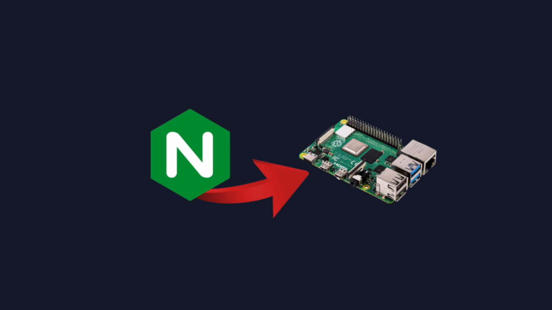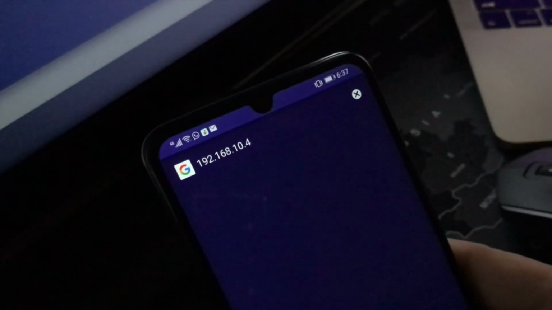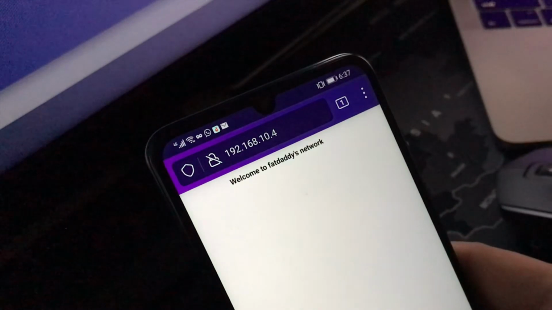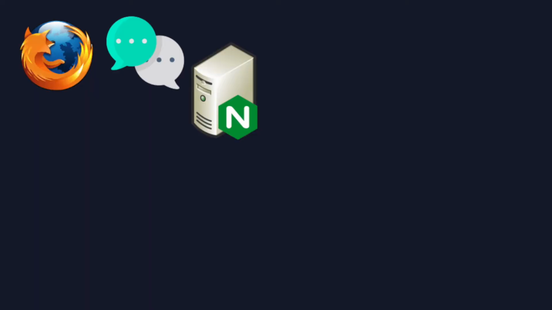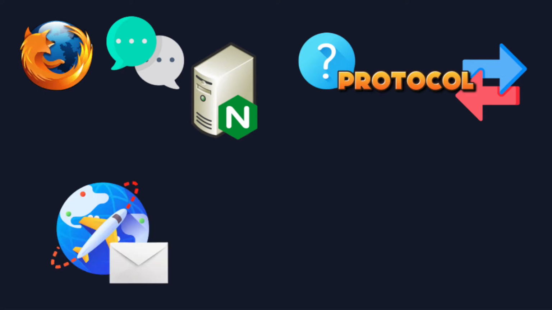So, in my previous video, I installed nginx on my Raspberry Pi to serve a website on my network, and devices connected to my network could access that website by entering the Pi's IP address in their browser. In this video, we will go behind the scenes of how the browser communicates with the web server, what protocols are used to connect and transfer data, and how data travels on the internet in the form of packets.